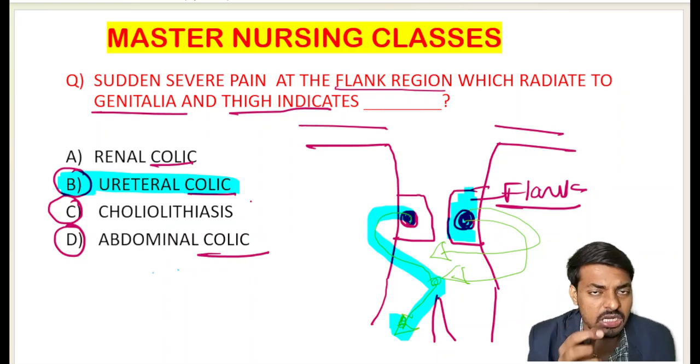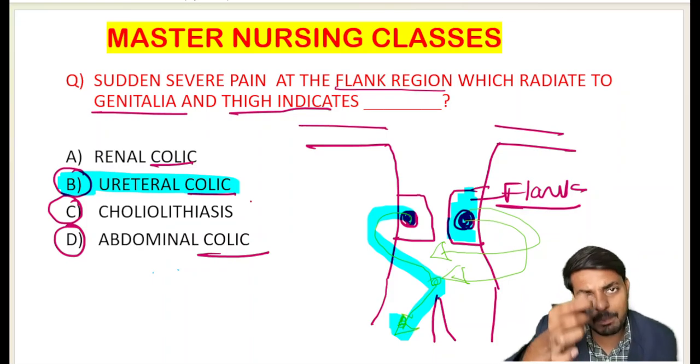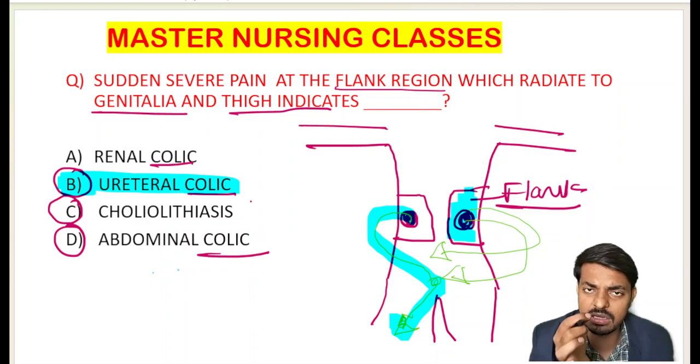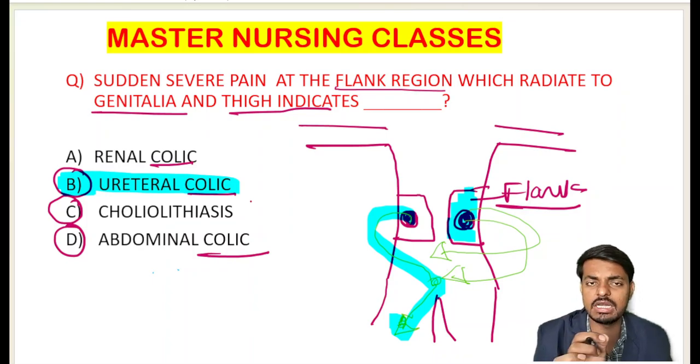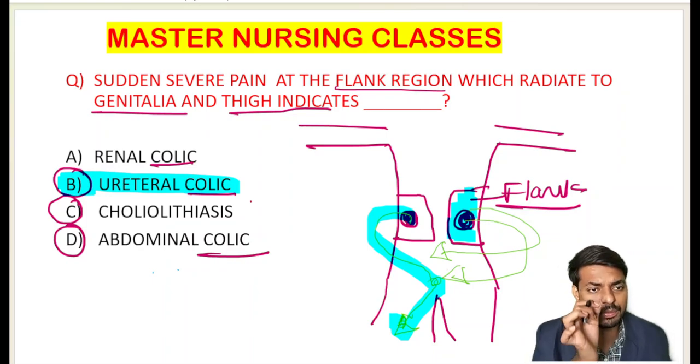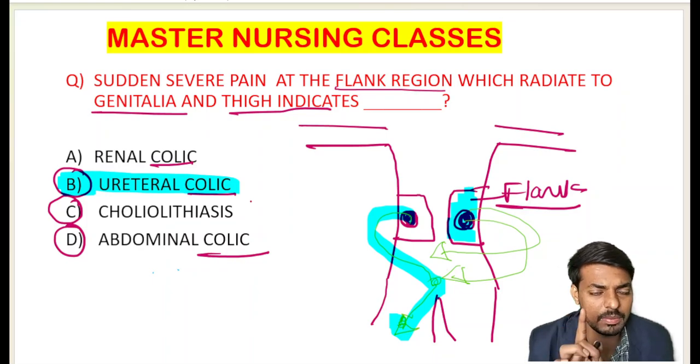Remember the trick. In renal colic, the pain radiates only up to the genitalia in males and the bladder in females. In ureteral colic, the stone moves downward, and along with that the pain also moves downward up to the thigh. This is how you remember this.